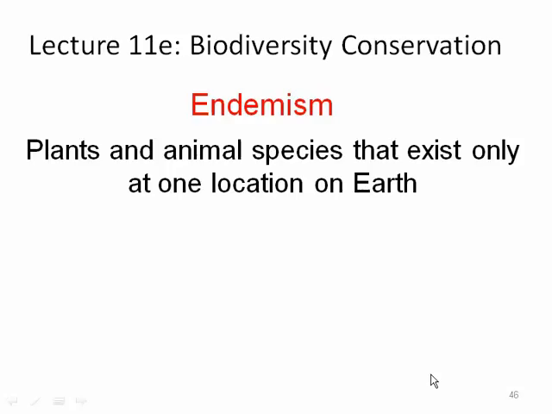In this final section of the lecture, we'll look at some of the current practices and opportunities to conserve biodiversity. One concept that's important, and a term that's regularly used, is the notion of endemism. This refers to plant and animal species that exist only at one location on the earth. So endemic plants are ones that only occur, say, in the Central Valley of California, or on the north coast of California, or in the northern Great Basin, or the southern tip of Florida, or someplace like that.